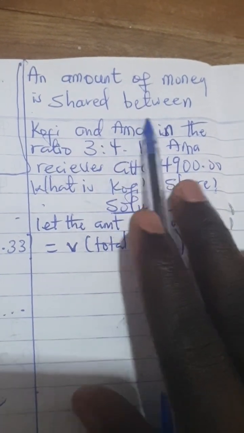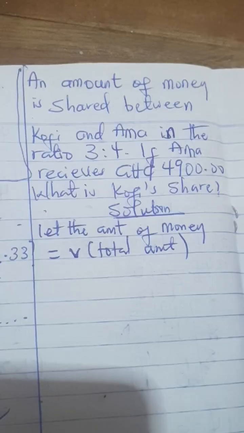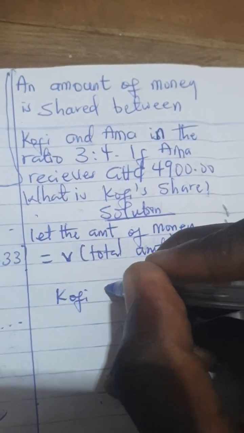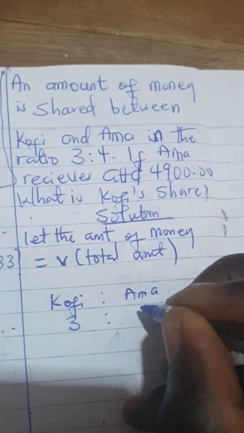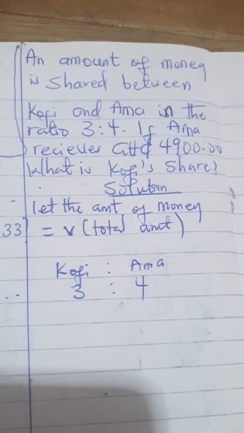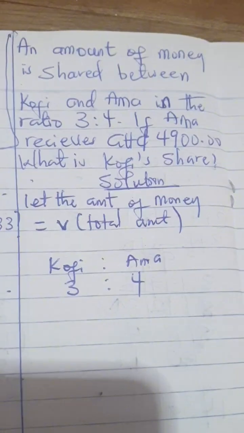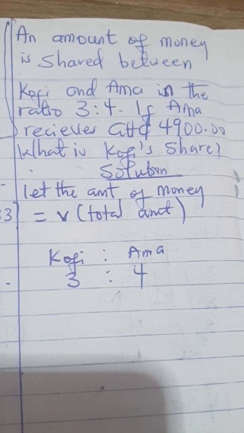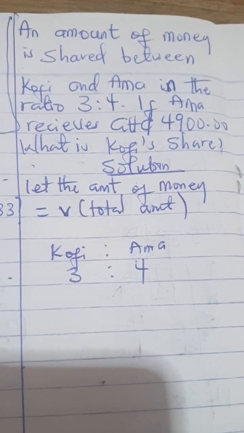And it was shared between Kofi and Amma in the ratio 3 is to 4, Kofi is to Amma. From the ratio you can see that Amma received the highest. Now, if Amma received 4,900 Ghana cedis, what is Kofi's share?